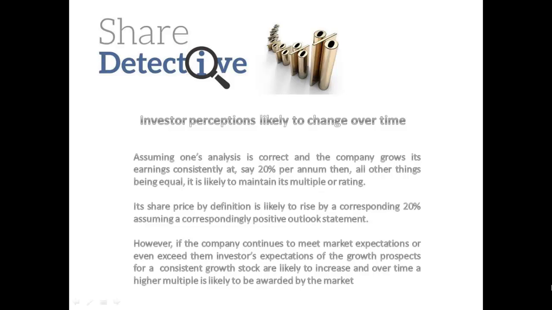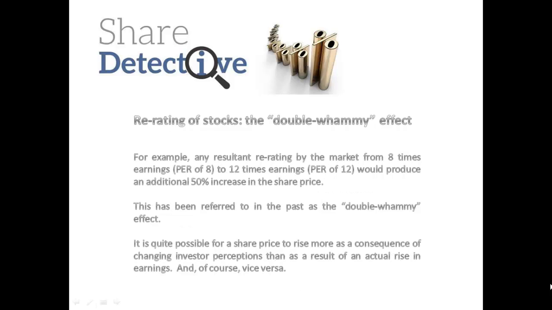However, if the company continues to meet market expectations or even exceed them, investors' expectations of the growth prospects for a consistent growth stock are likely to increase, and over time a higher multiple is likely to be awarded by the market. And this is where we get to the re-rating of stocks through the double whammy effect. For example, any resultant re-rating by the market from, say, 8 times earnings to 12 times earnings would produce an additional 50% increase in the share price. This has been referred to in the past as the double whammy effect.